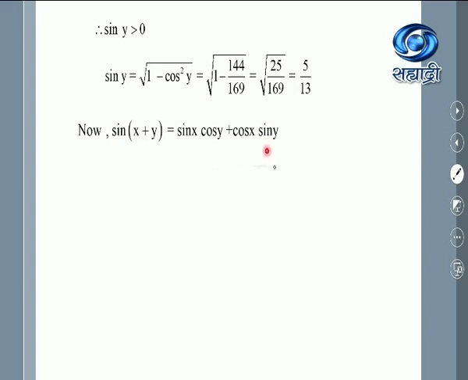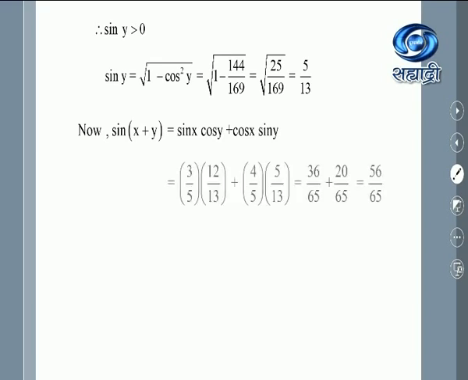Now we use the addition formula for sin of x plus y. You know that sin of x plus y is equal to sin x cos y plus cos x sin y. Why we are using it like this is that the terms in the LHS are given in that form only. So we put the values here: sin x into cos y plus cos x into sin y. These values we already got. So those values we put here. Sin x is 3 by 5. Cos y is 12 by 13. Cos x is 4 by 5. And this sin y is 5 by 13.